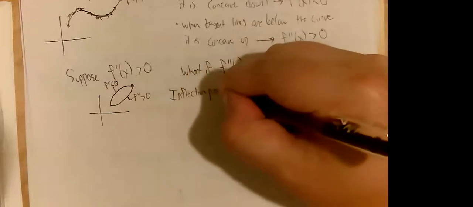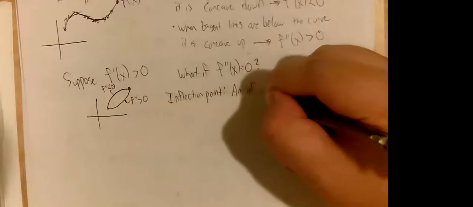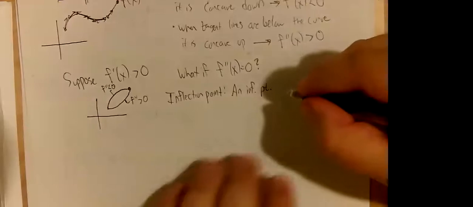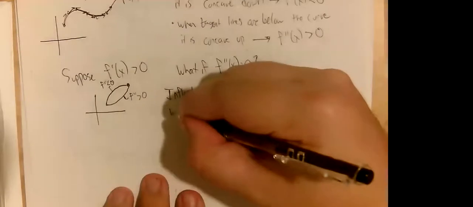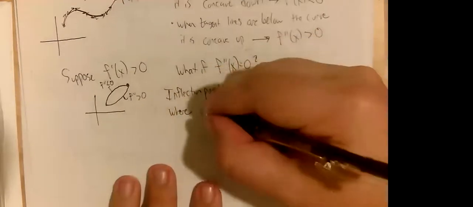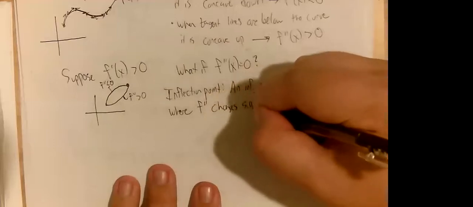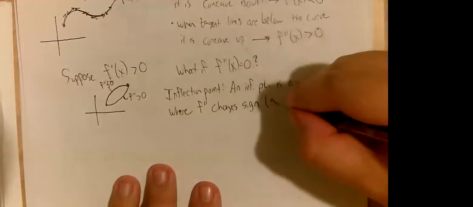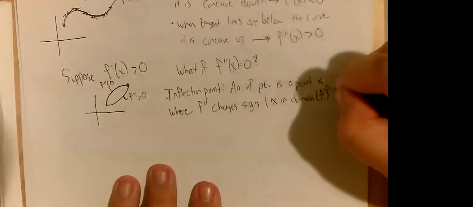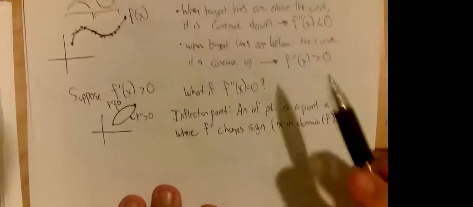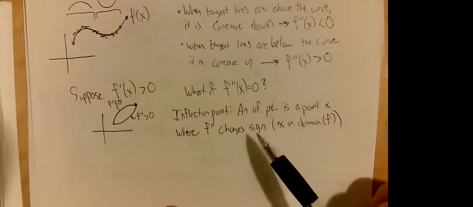So what is an inflection point? An inflection point, which I'll abbreviate like this from now on, is a point x where f double prime changes sign, and we also need x to be in the domain of our function. So we do need x to be a number that we can plug into our function, just like a critical point, but an inflection point is where f double prime changes sign.